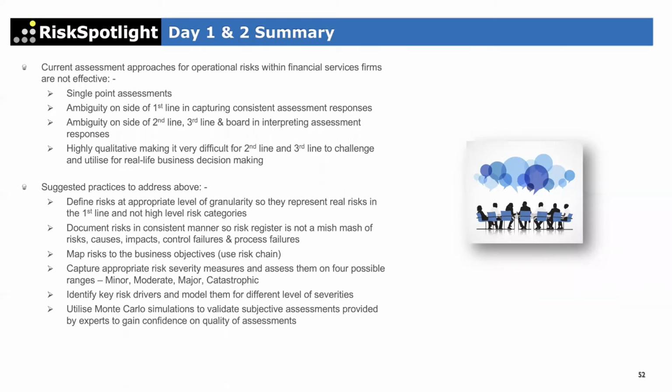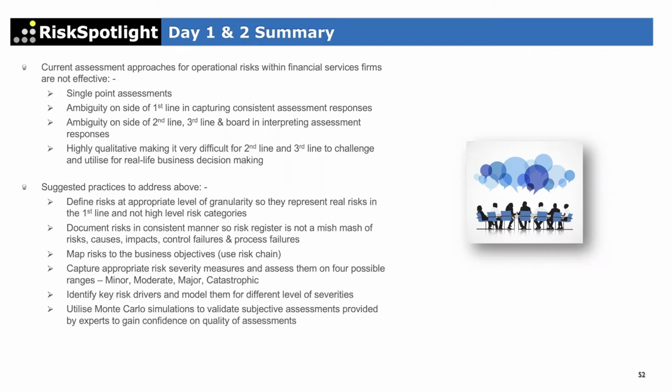So in terms of solutions, what we've seen so far is that we need to define the risks, first of all, at the right appropriate level of granularity so that they represent real risk of what first line is managing and not high level risk categories, which are most suitable for reporting to the risk committee. We need to document the risks in a consistent manner, so the risk register is not a mishmash of risks and causes and impacts and control failures and process failures.